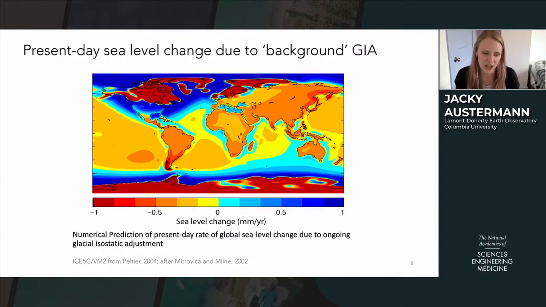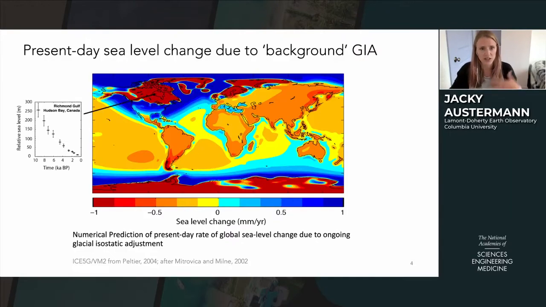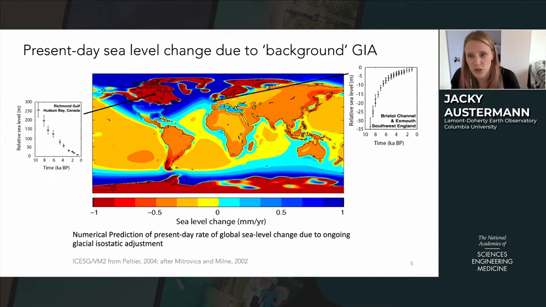So this is a prediction that shows how much sea level is changing today, only as a result of the ongoing adjustment to the last deglaciation. What stands out here, of course, are these areas in red, areas formerly covered by ice sheets where sea level is falling as a result of post-glacial rebound, and areas in blue where sea level is rising as a result of both the eustatic changes, so ice mass loss over this time period, but more importantly, for today and for this rate of change, areas where we're on the peripheral bulge of the former ice sheets that are subsiding over the interglacial time periods.